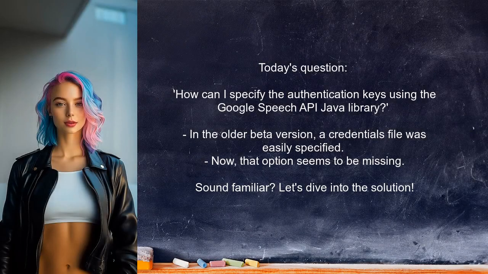Here's the specific question we're addressing today. A user recently asked, how can I specify the authentication keys using the Google Speech API Java library? They mentioned that in the older beta version, they could easily specify a credentials file, but now they can't find that option. Sound familiar? Let's dive into the solution.